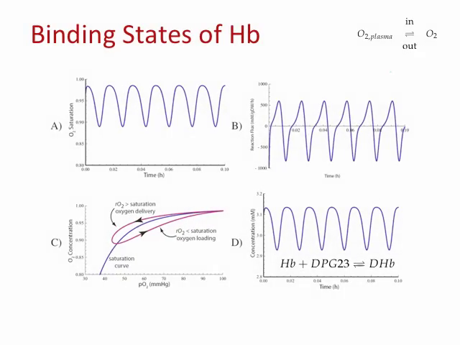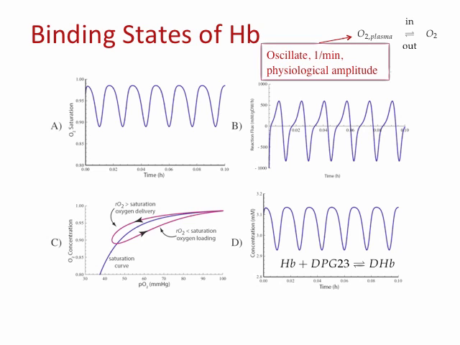We can simulate the binding states of hemoglobin in response to changes in the ligand concentrations. This slide shows the simulation in response to an oscillation in the oxygen plasma concentration, where the period has been set at 1 per minute, which is the average circulation time for blood, and the max and min are set based on the physiologically measured oxygen concentrations in the lung and in the tissue, and I mentioned these earlier in terms of millimeters of mercury.